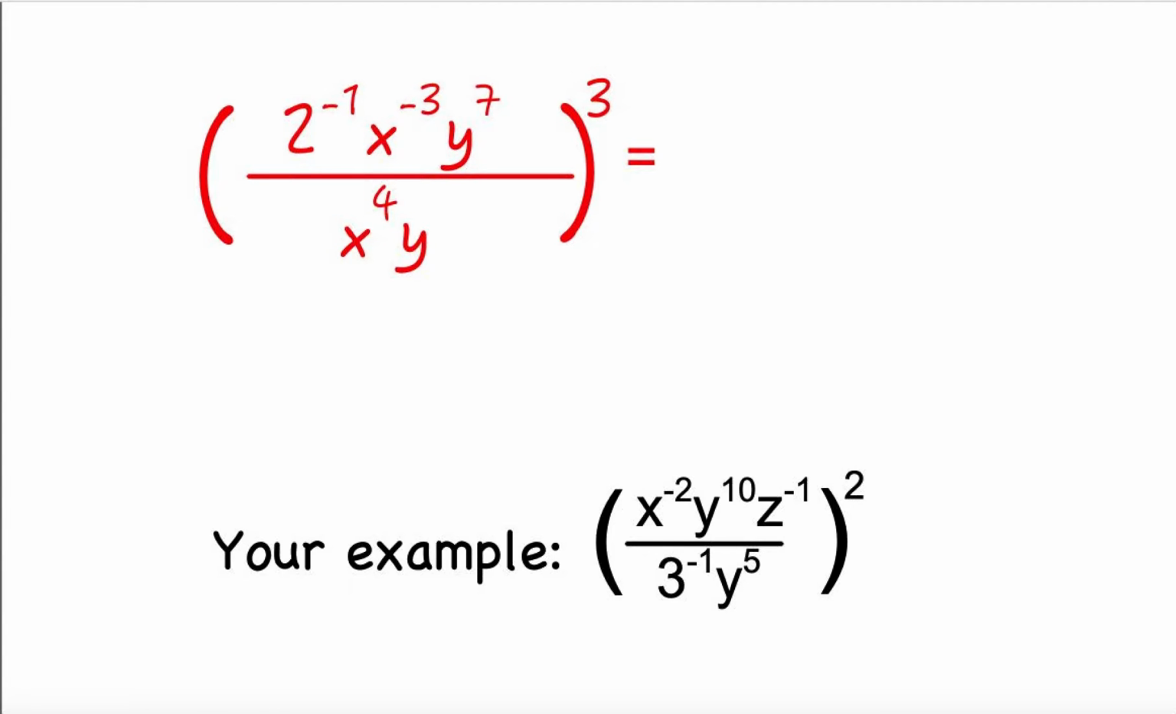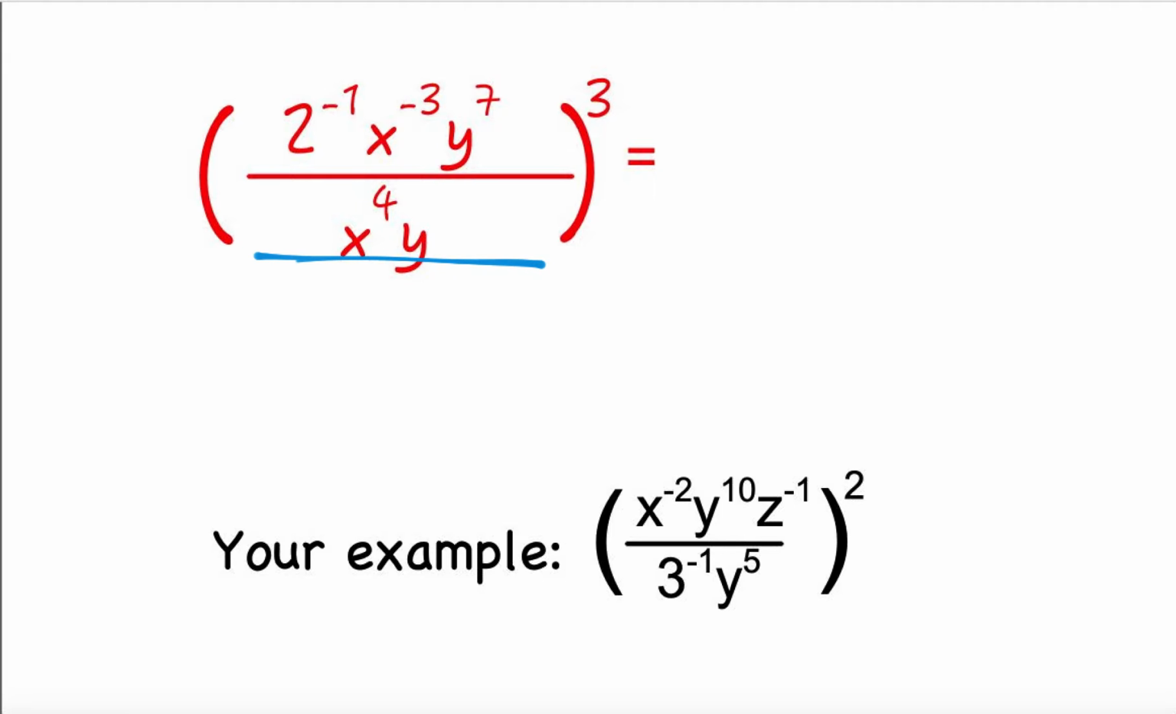All right, with this round 2 station, we have 2 to the negative 1, x to the negative 3rd, y to the 7th, all over x to the 4th, y. And then that whole thing is being raised to the 3rd power, right? So PEMDAS, I'm going to do parentheses first, try and simplify everything that I can inside the parentheses in here, right?